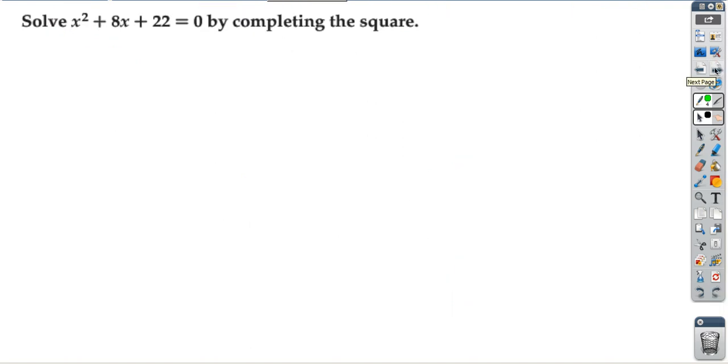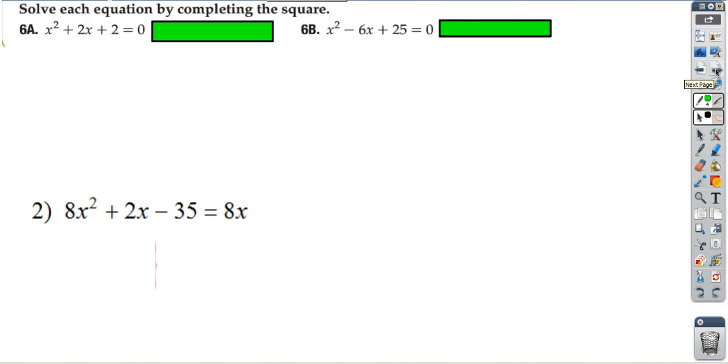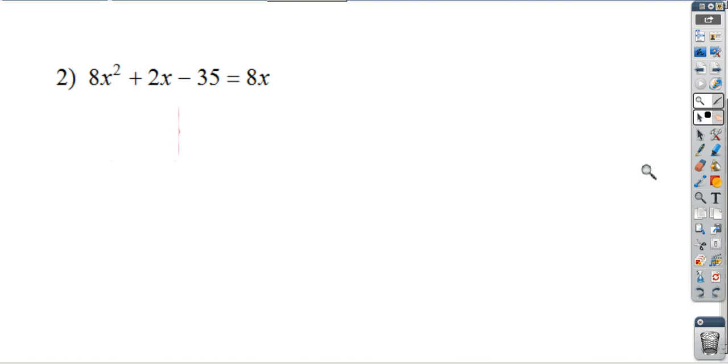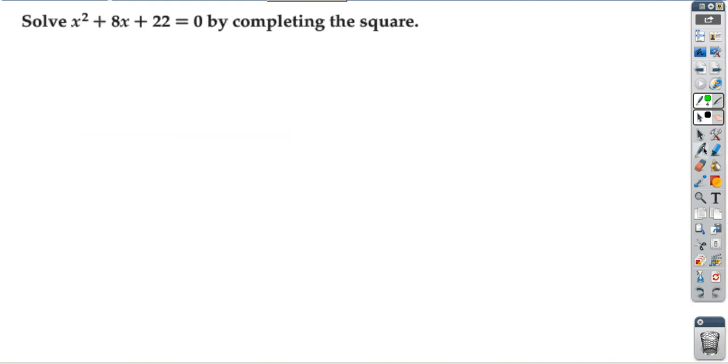Okay, let's do one more. Let's do this one right here. Because sometimes you don't get real number solutions, sometimes you get imaginary solutions. By the way, I just want to point out, we won't do this one, but on the other page, this number 2 right here would be done the same as the other ones. The only difference is you need this to be 0. So you have to subtract 8x from both sides and then solve it from there. We'll do this one right here just to show you what an imaginary solution looks like.